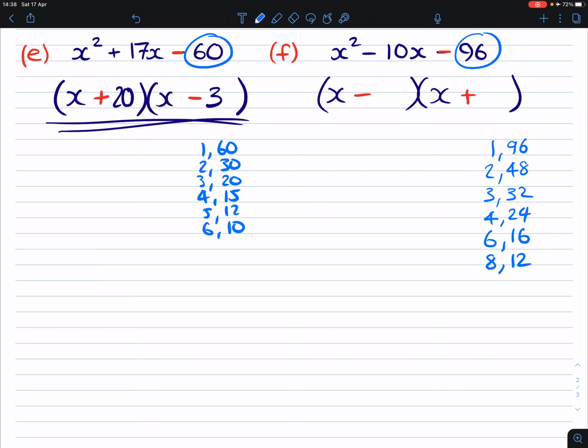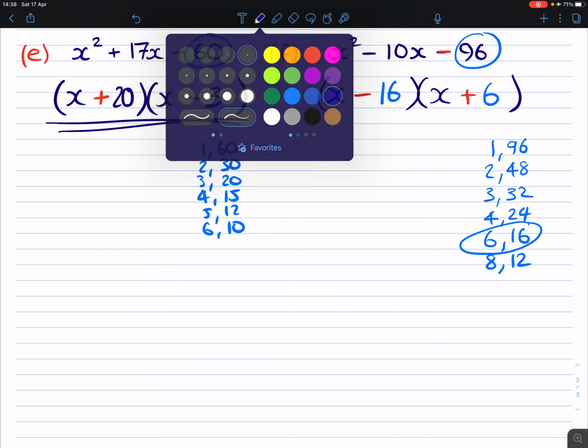Factors of 96 that give us a negative 10 when we have a plus with one of them and a minus with the other: 6 take away 16, so we have minus 16, and a plus 6 is where this minus 10 is going to come from when added together. And that's us done.